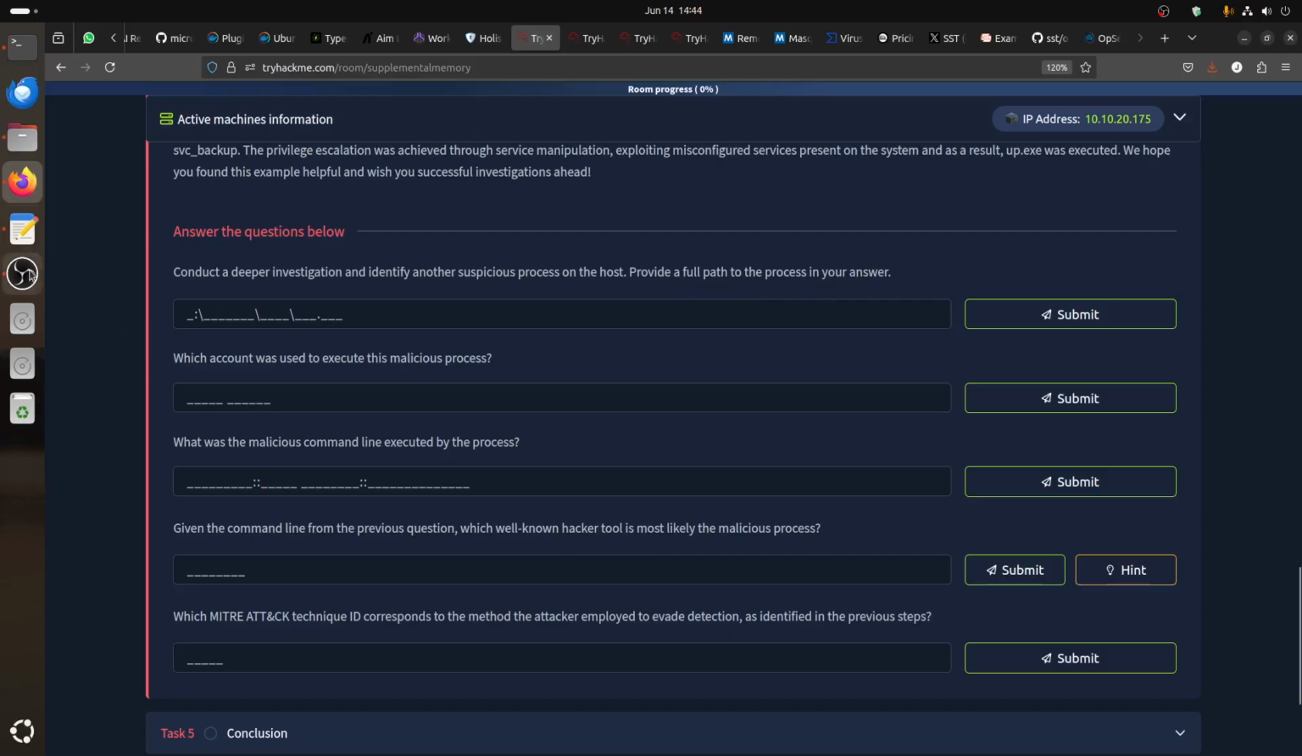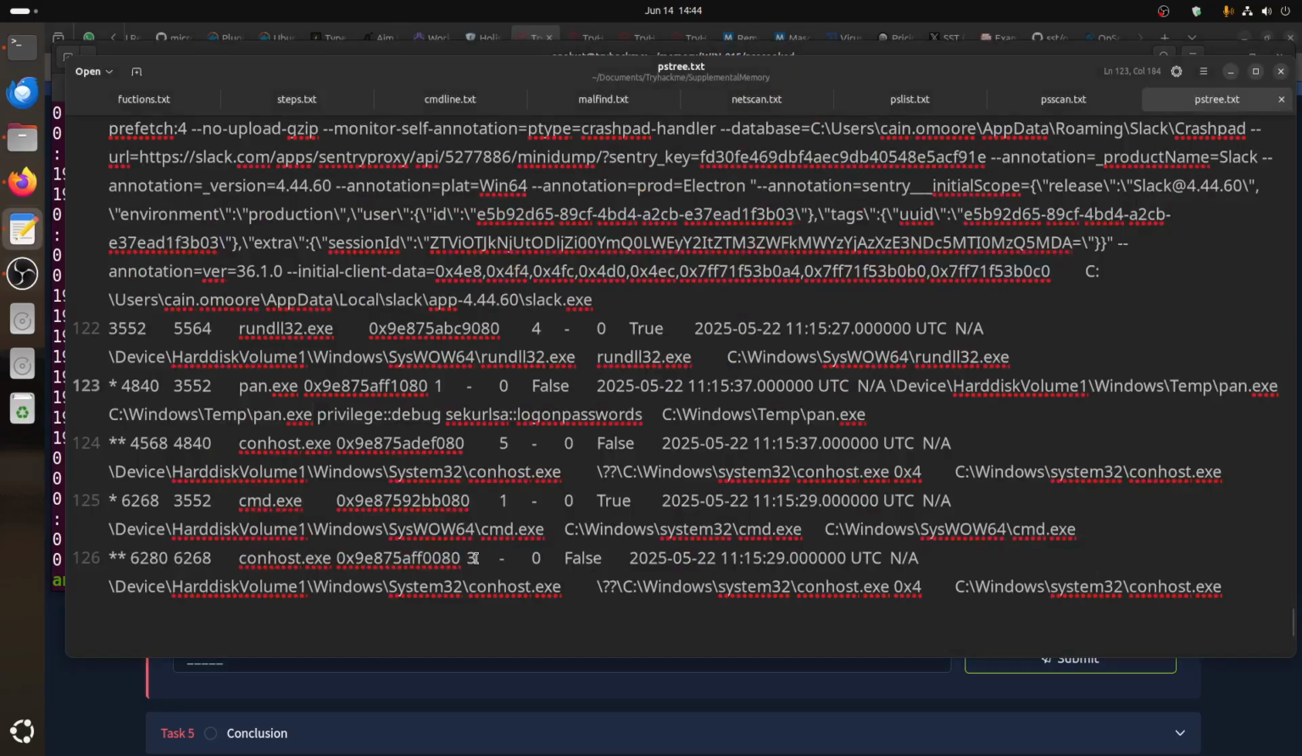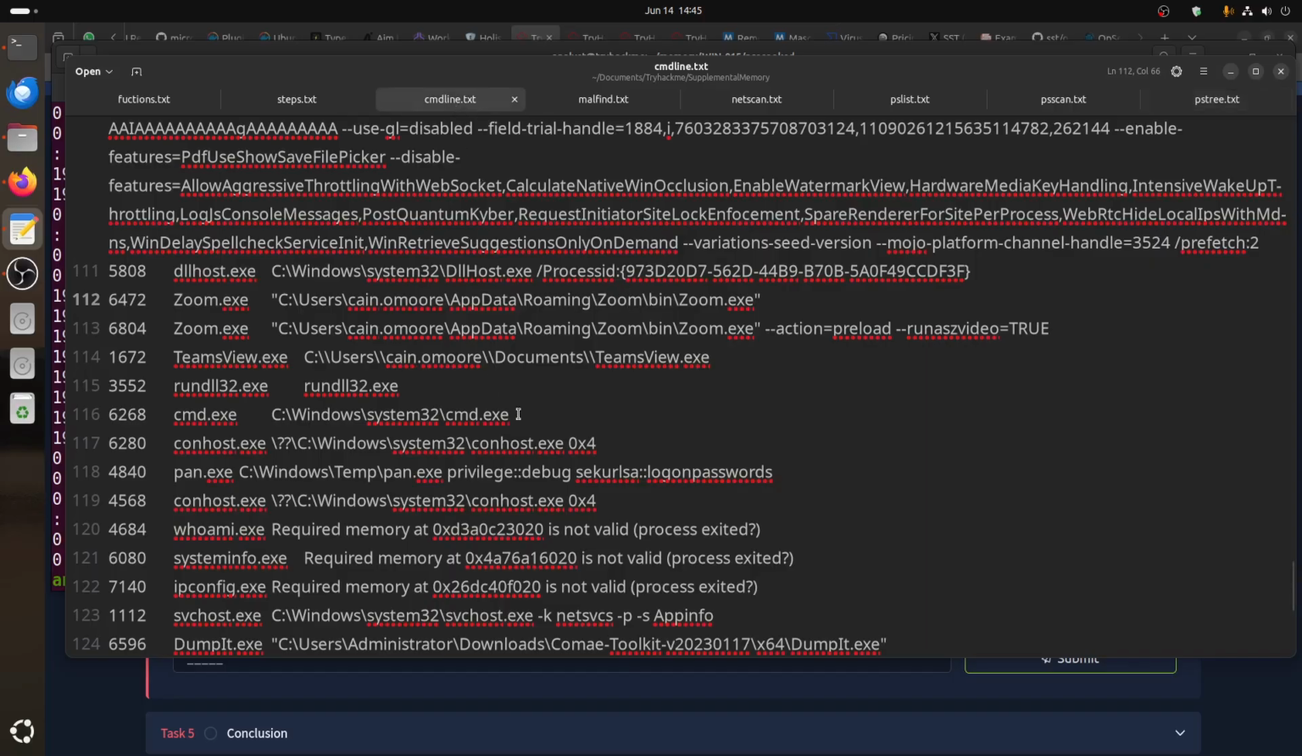Usually when you do an investigation, when you look at the process list, for example, this is the network. Anything that runs from temporary usually is a flag. For example, here we can see it is running from C:\Windows\Temp\pan.exe. This is a flag, straightforward, and you can see the command privilege debug. So this is the process that we can say is flagged, and you can see it also from the command line.